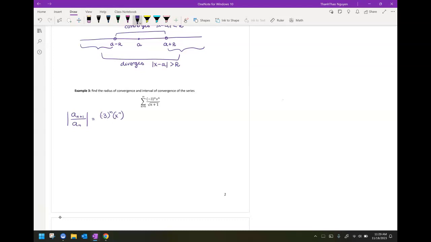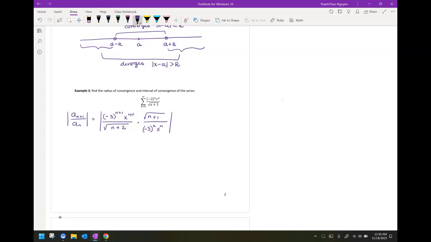Since we're going to be taking the absolute value anyway, we could drop the negative, or just include it, it doesn't matter. When we include it, a sub n plus 1 will be negative 3 to the n plus 1 times x to the n divided by the square root of n plus 2. Then multiply with the reciprocal, square root of n plus 1, over negative 3 to the n, x to the n.